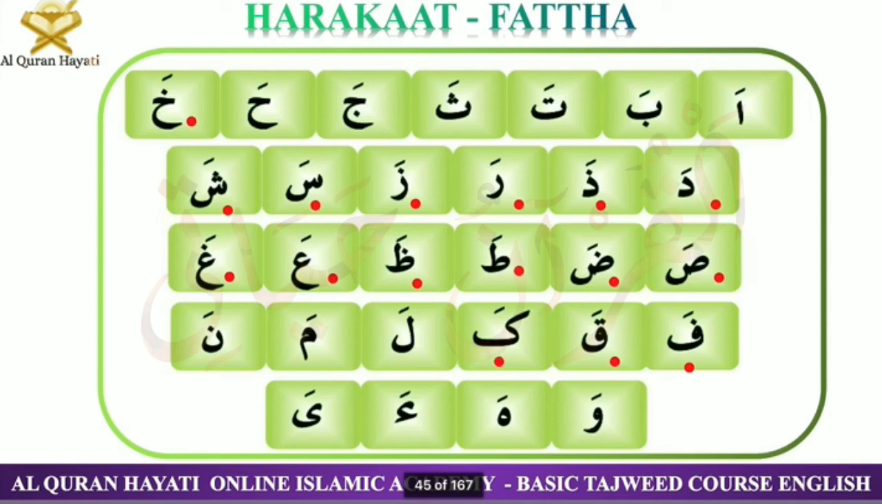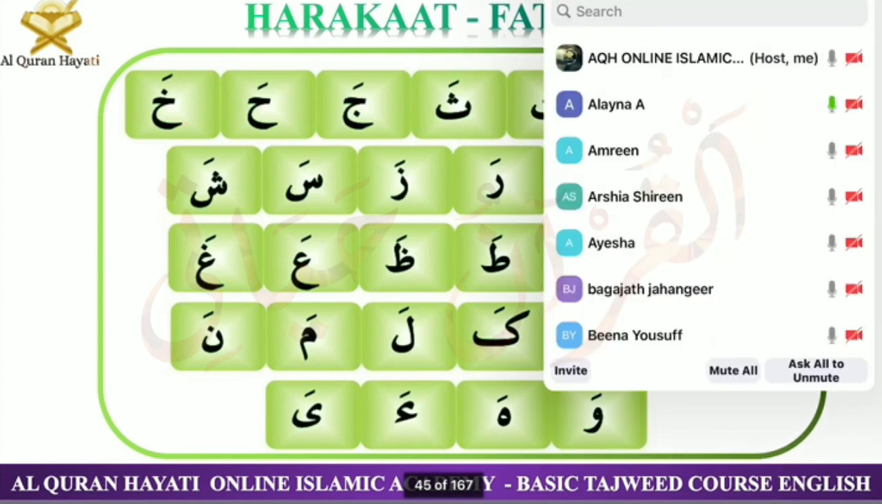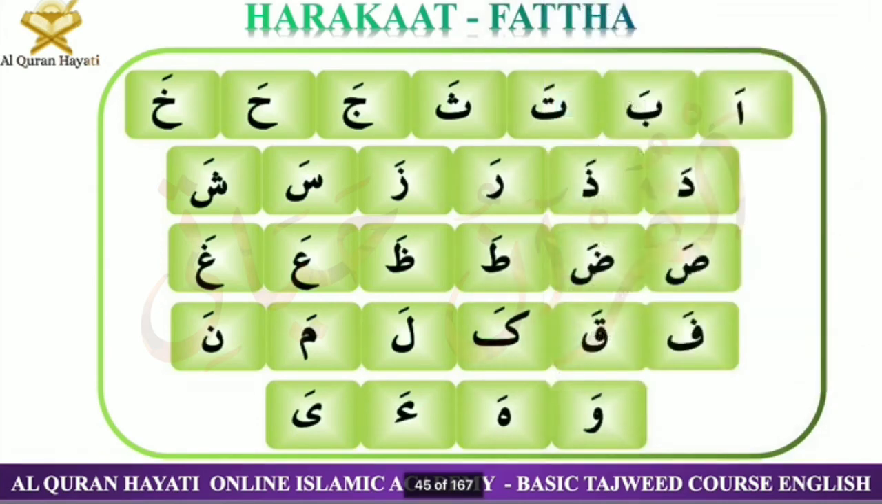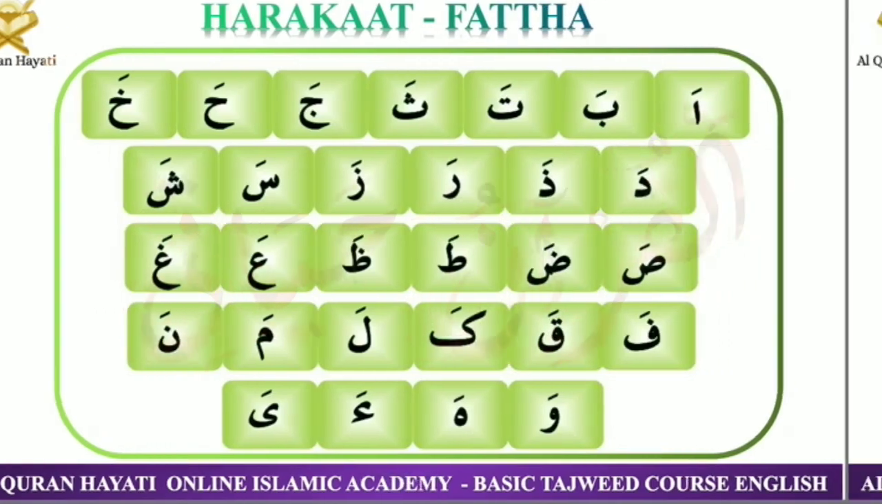Kakiku. Lalilu. Mamimu. Naninu. Wawiwu. Hahihu. A, i, u. Ya, yi, yu. MashaAllah, barakumullahu feekum, alhamdulillah, it is perfect. This is how we will recite these words, okay? These letters with fatha, dhamma and kasra.